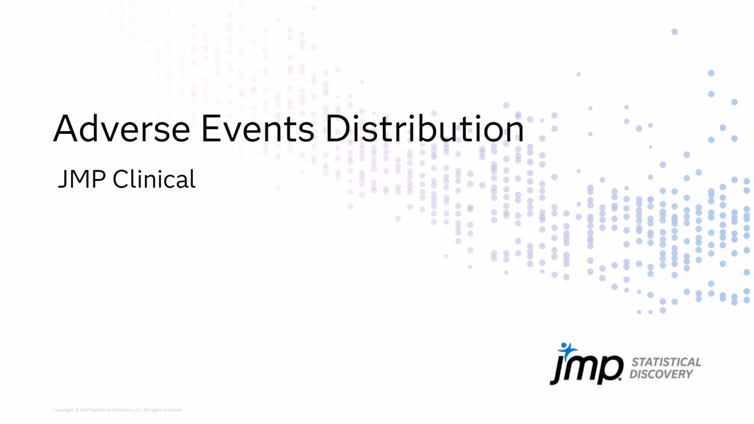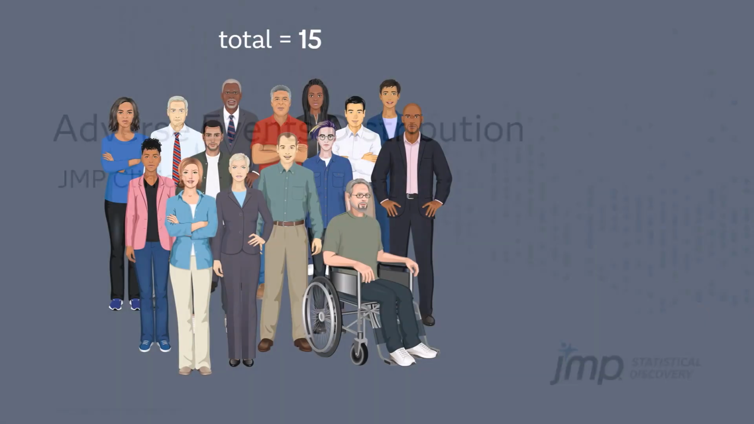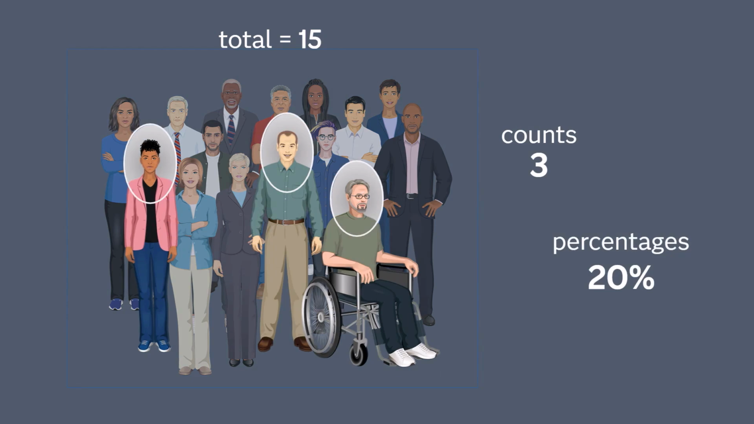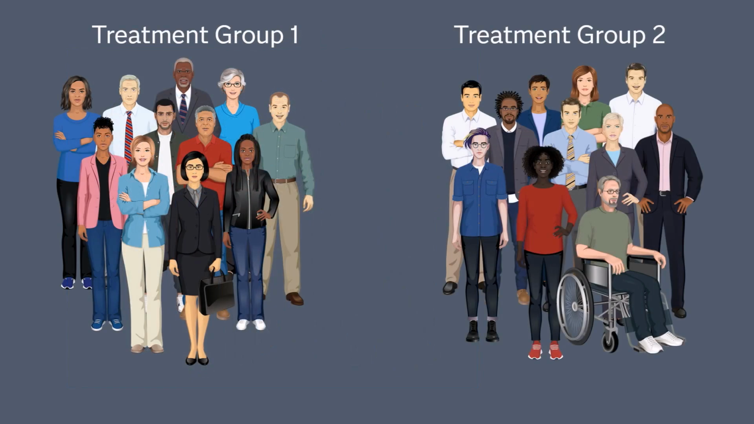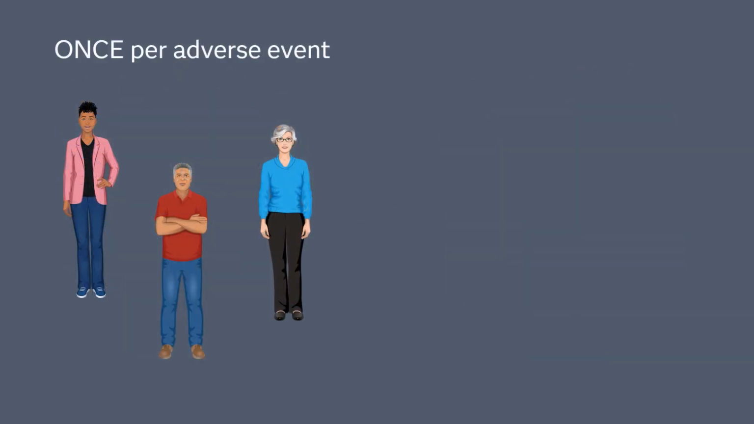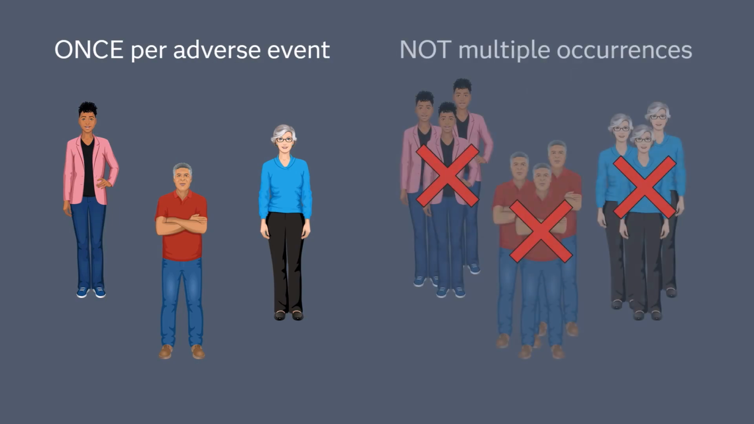This tutorial on the Adverse Events Distribution Report in JMP Clinical demonstrates the use of this important report for analysis of counts or percentages of adverse events across treatment groups or segmented by demographic variables like age, sex, or race. This report considers each subject only once per adverse event.